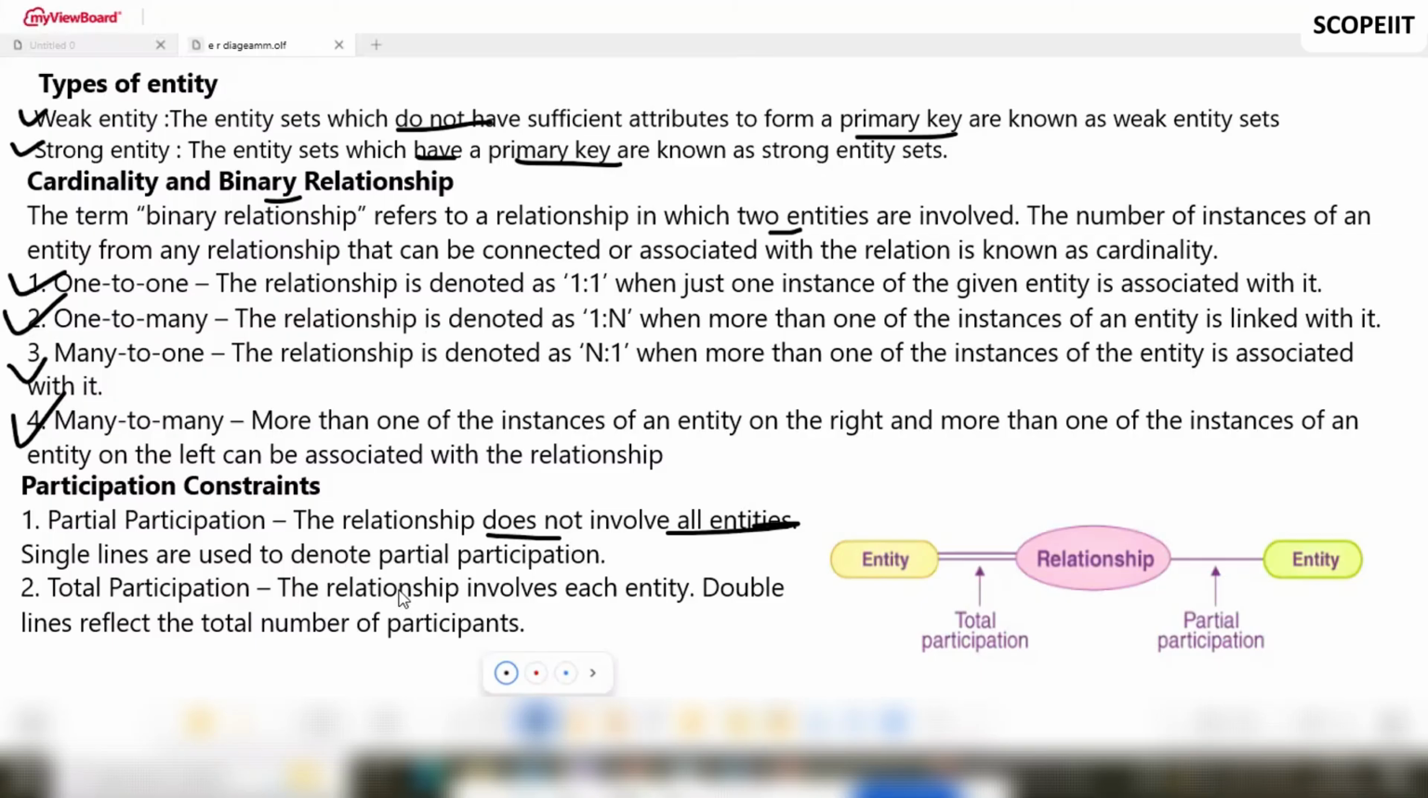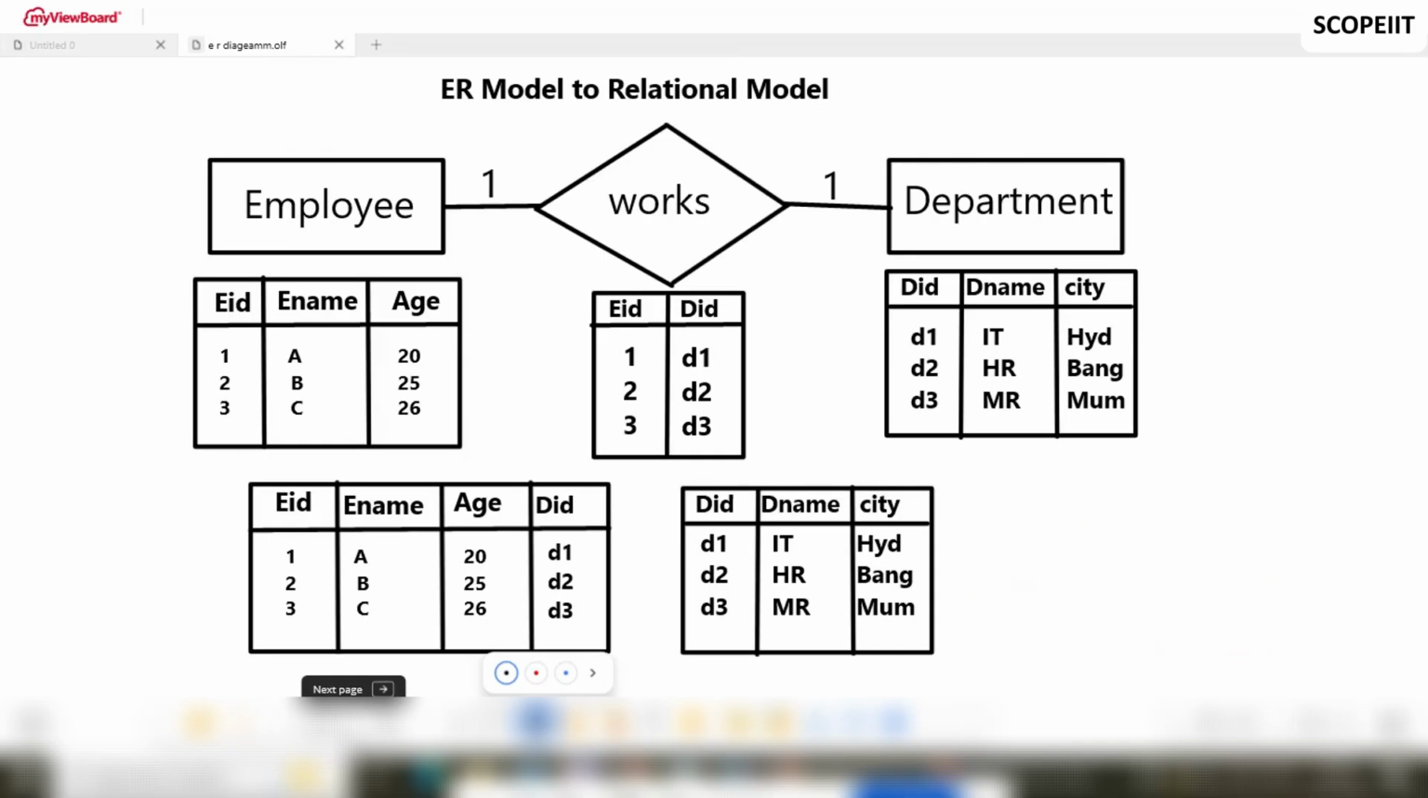Similarly, what is total participation? The relationship that involves each and every entity. That means the relationship which involves all entities is basically known as total participation. Now in an ER diagram, how will you identify it? If you have a single line, that is partial participation, and if you have a double line, that is total participation.